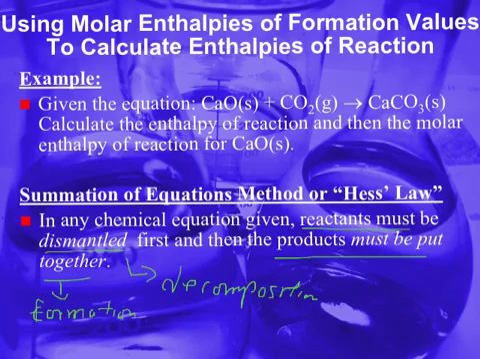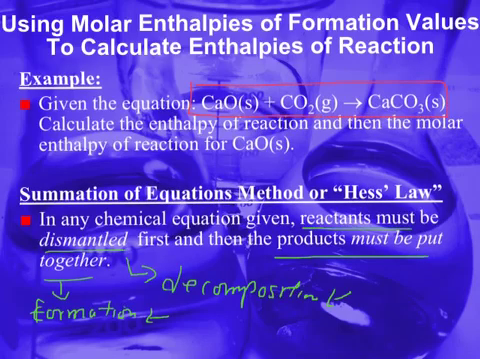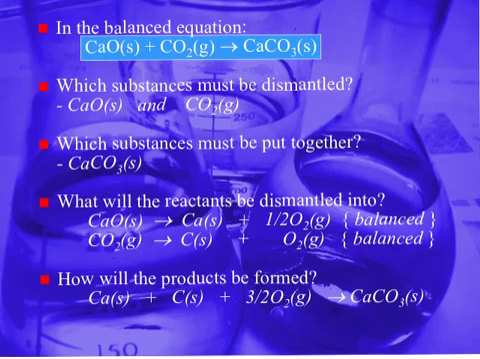And we've talked about the heats of formation as well as the heat of decompositions. So we'll use these enthalpies of formation and enthalpies of decomposition to calculate the enthalpy of our desired reaction. The example we're going to work through today is the reaction of calcium oxide with carbon dioxide to form calcium carbonate. We were asked to find the enthalpy of the reaction as well as the molar enthalpy of the reaction for calcium oxide. Before we start with the example, let's look at our balanced equation.